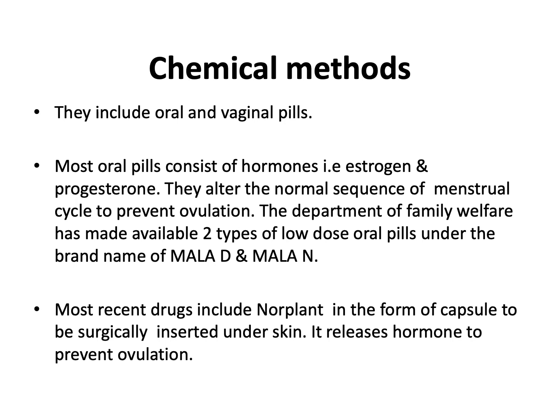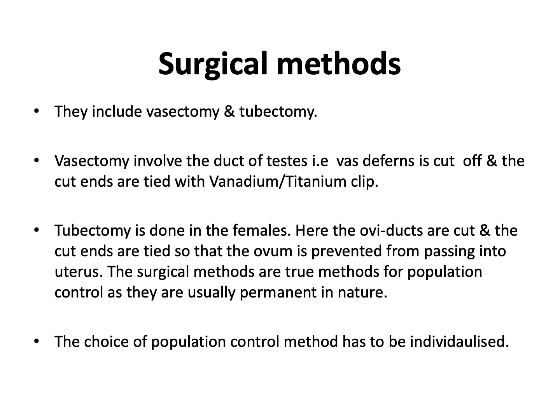In addition to these oral and vaginal pills, there has been a recent development in chemical methods in the form of Norplant, which is not to be taken orally or vaginally, but needs to be surgically inserted under the skin, though its mechanism of action remains the same. That is, it also prevents ovulation from happening.